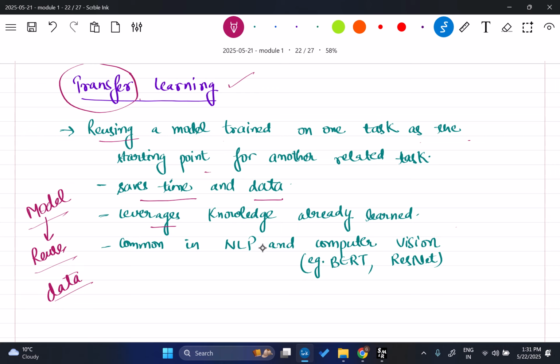It is common in tasks like NLP, natural language processing, and computer vision, where we have ML models like BERT and ResNet. You will be covering this in the coming lectures when we reach the computer vision subject. For the time being, I just want to make you aware that there is a concept known as transfer learning, where we reuse a model which is trained on data for some other task.